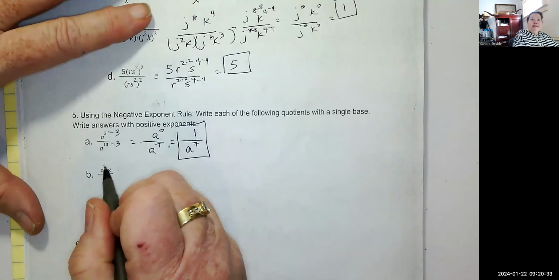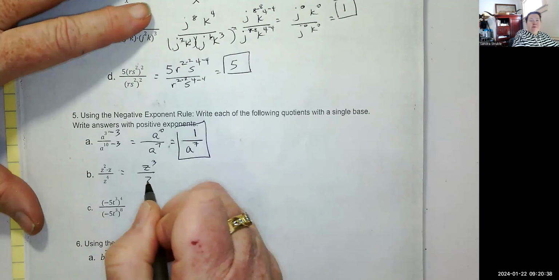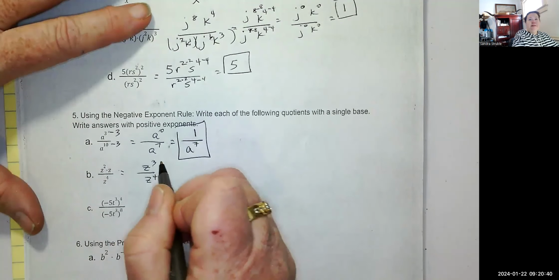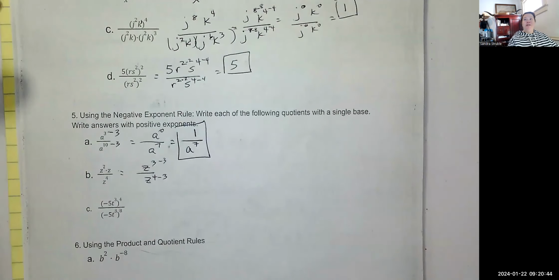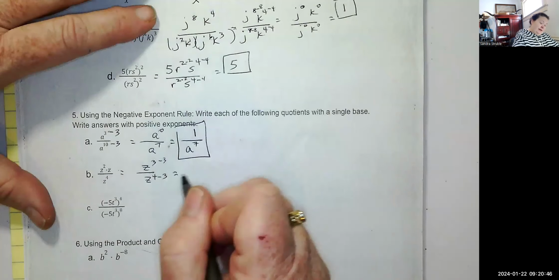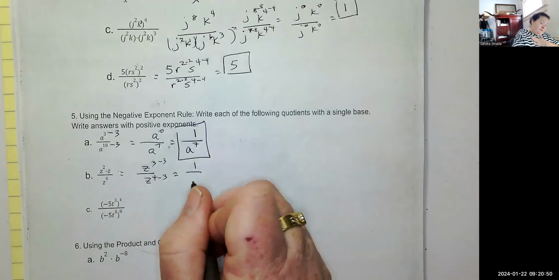Next one, we've got z squared times z, which is z cubed, over z to the 4th. Subtracting 3 from both, since 4 is larger and positive in the denominator. That gives us a 1 in the numerator, z to the 0, over z.